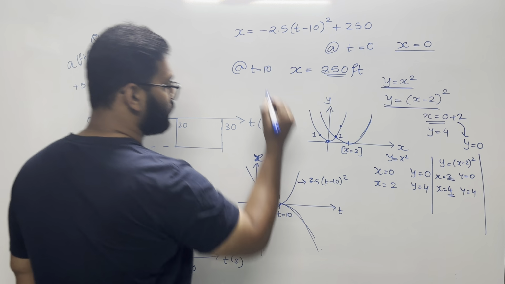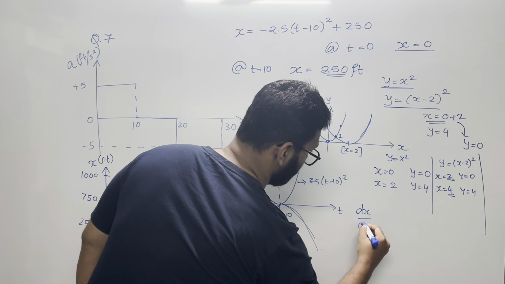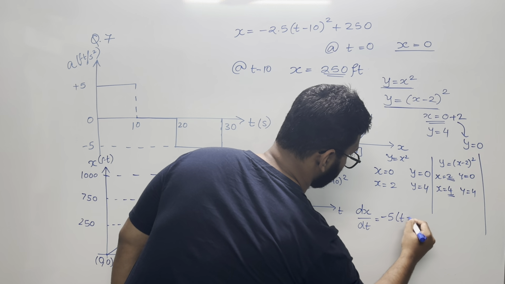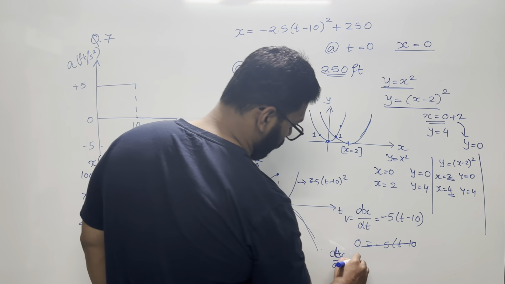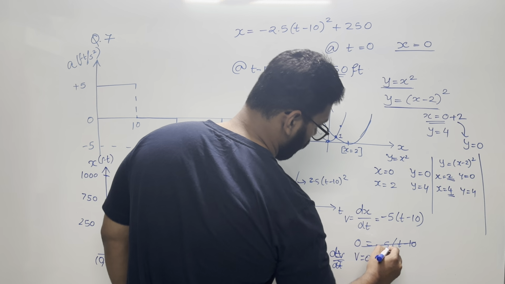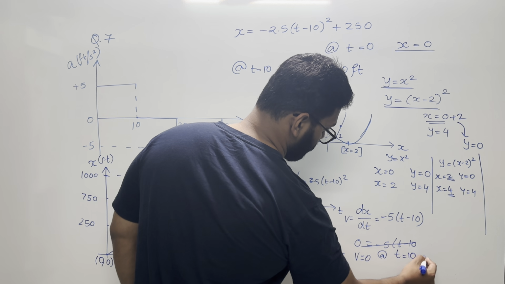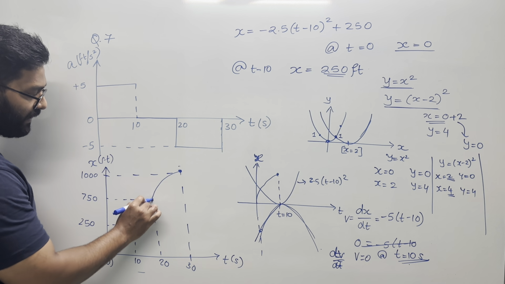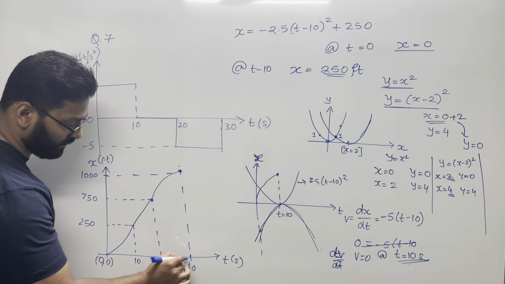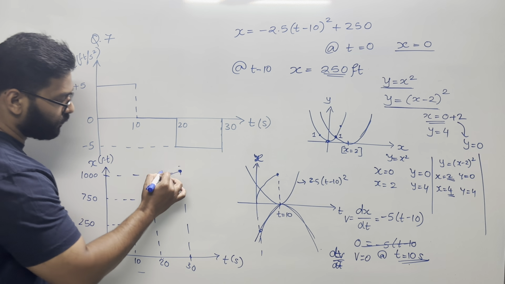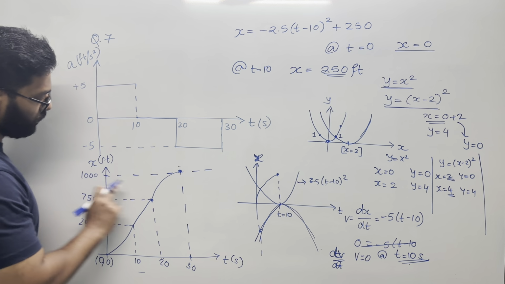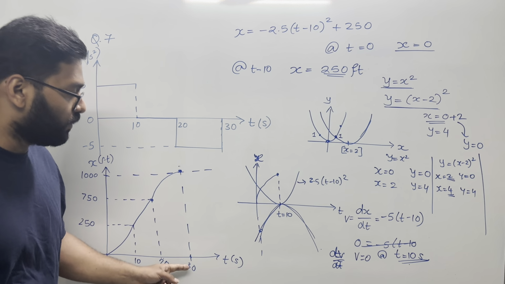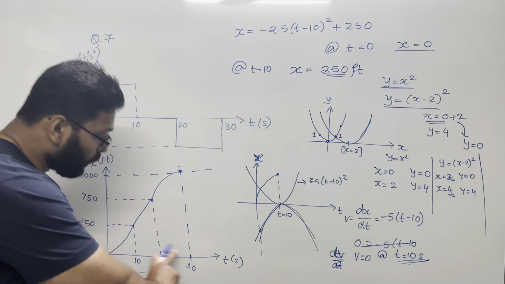This point, if I take a differentiation over here, dx by dt, it will be minus 5 into t minus 10. Velocity is 0. So velocity v is 0 at what point? At t equal to 10 seconds. Right? So at 10 seconds the velocity is 0, and you can see here clearly the slope of the position versus time graph is 0. That means the velocity is indeed 0 at t equal to 10 seconds.